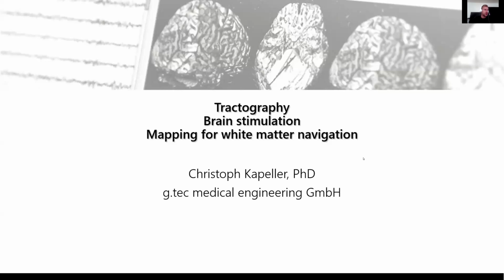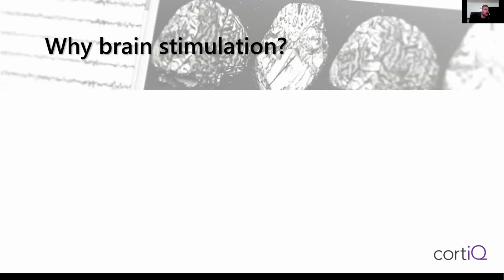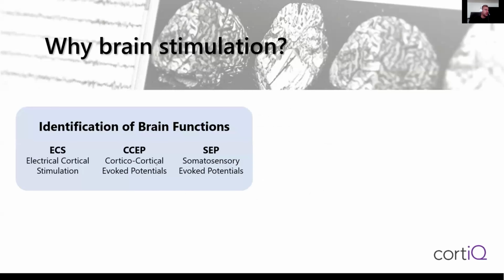So this is the first session of the Neuromodulation Day, and we will start with a basic introduction into brain stimulation applications and also how to combine that with tractography to better understand functional connectivity in the brain. So why do we need brain stimulation? Basically to identify brain functions, so for functional brain mapping and for connectivity measures.